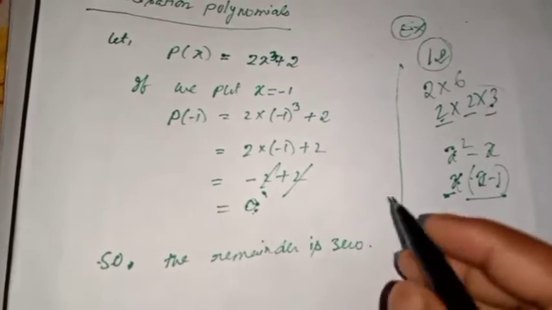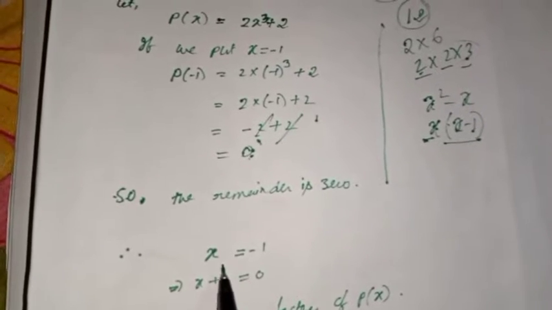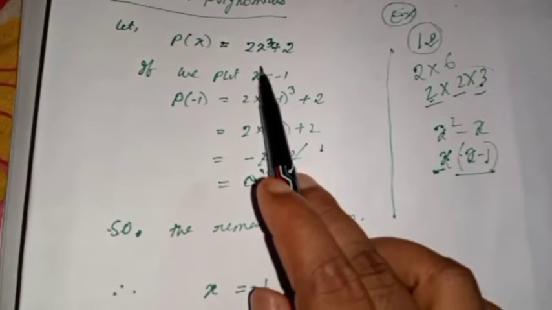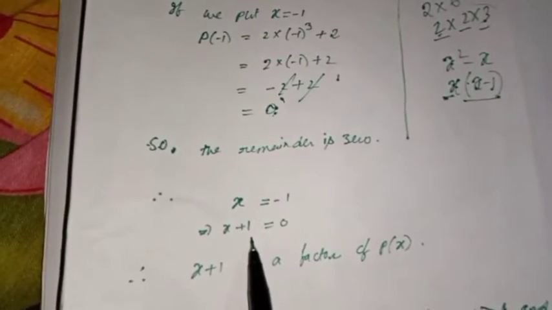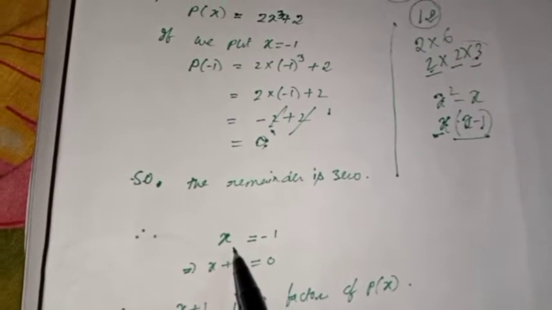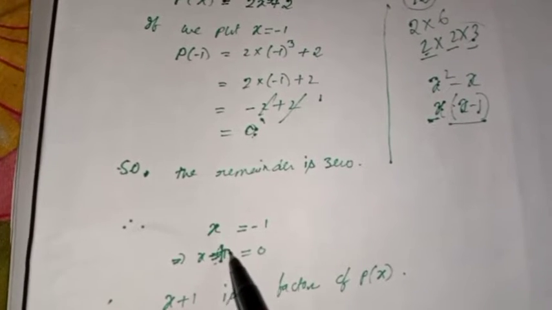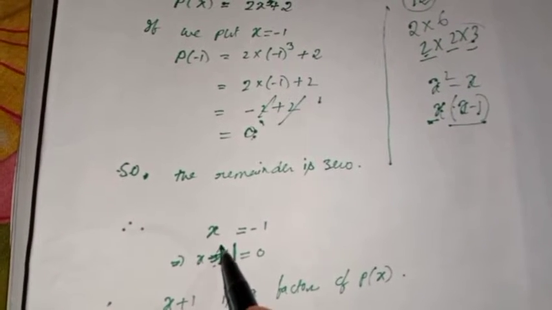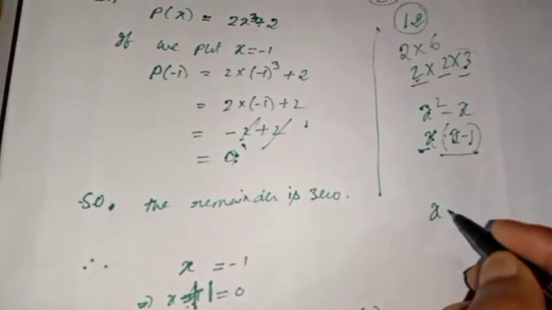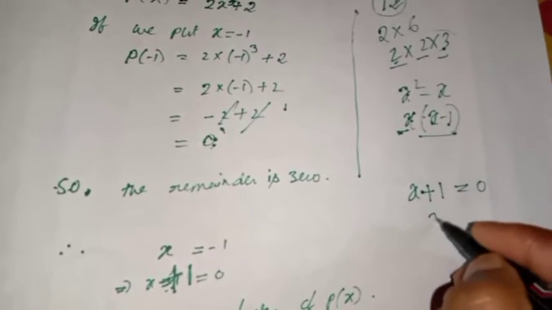The remainder is 0 means what? That means how we got the value of x? If you divide 2x cube plus 2 by x plus 1, then when you use the remainder theorem, one needs to find the value of x. Suppose you have to divide 2x cube plus 2 by x plus 1. Then when you use the remainder theorem, you need to find the value of x like this: x plus 1 equal to 0, then x equal to minus 1.